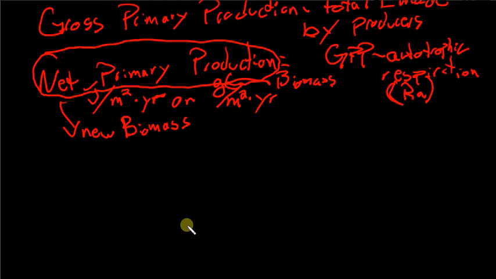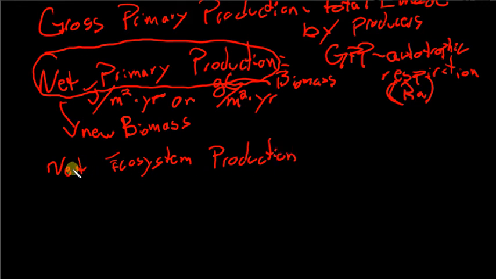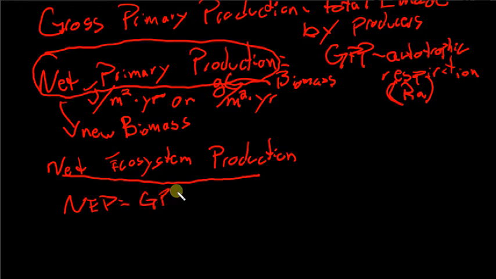Kind of the last thing on this train of thought, where net primary production can be stated in the amount of new biomass, we also have something called net ecosystem production. This idea comes off of net primary production. For net ecosystem production, we're going to take our gross primary production and subtract from it the respiratory needs of not just producers, but consumers too.